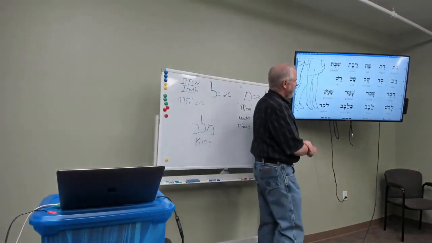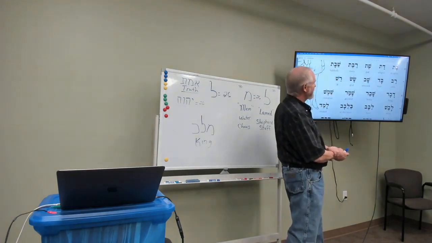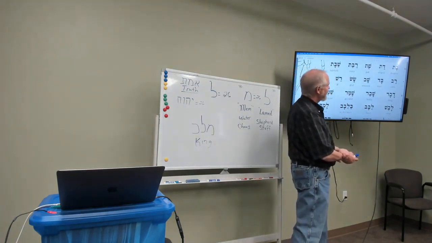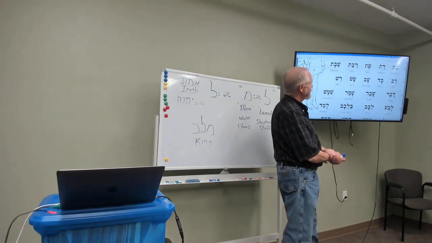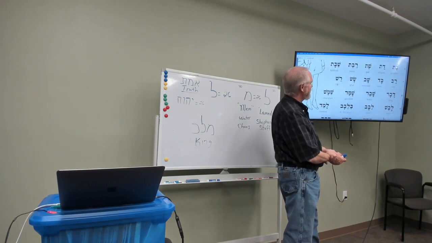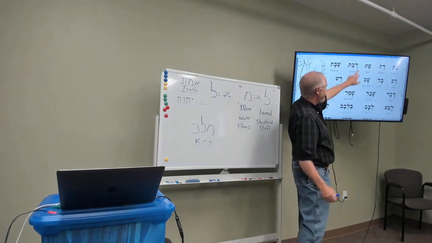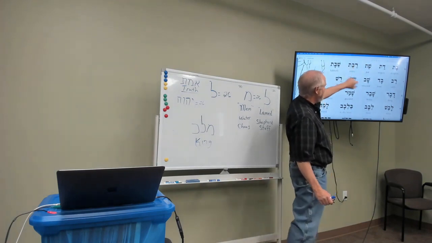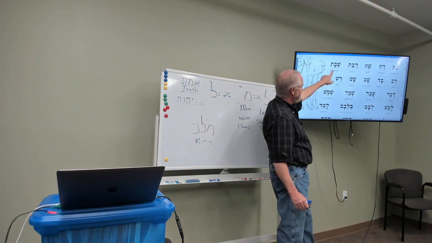Okay. Daughter is bat. Dot. Shot. So ra, bat, rabat, Shabbat.